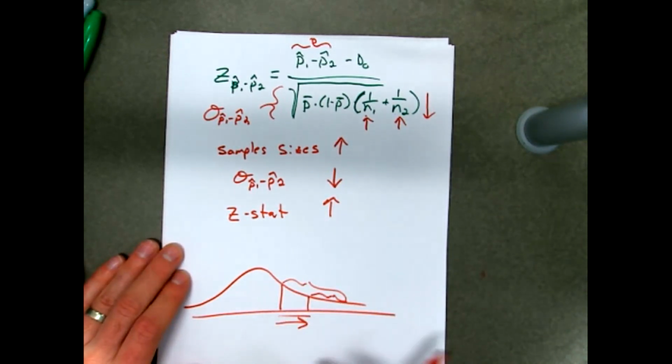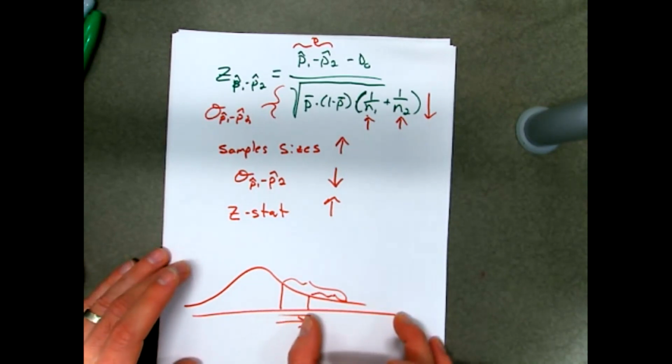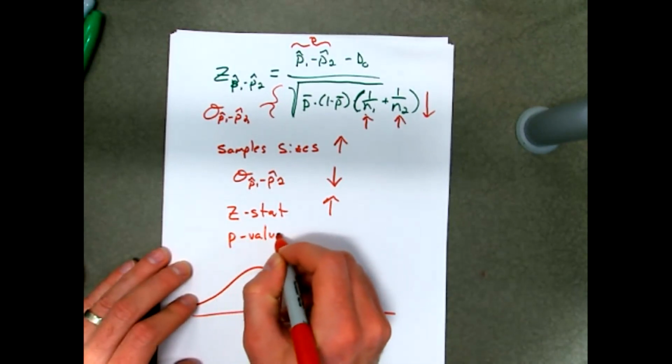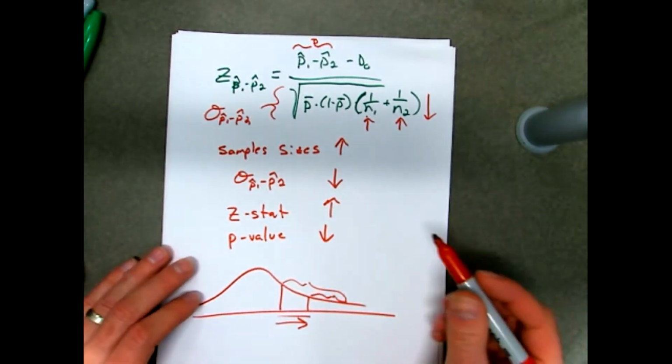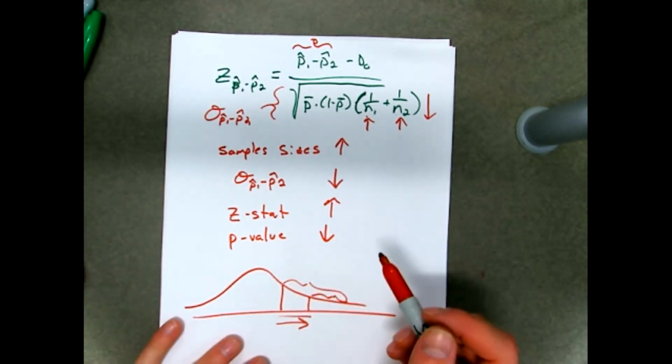My test statistic's getting larger. Let's assume it's a right-tailed test. My test statistic gets larger. What's happening to the p-value? For the area in that tail, it's getting smaller, right? If my p-value is smaller, is it more or less likely that I can reject the null?